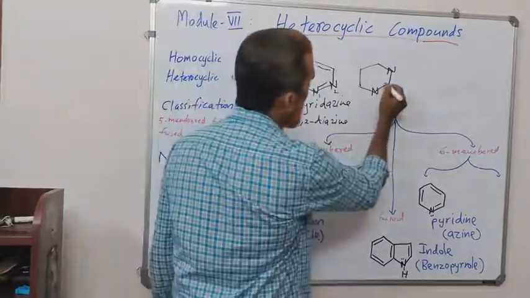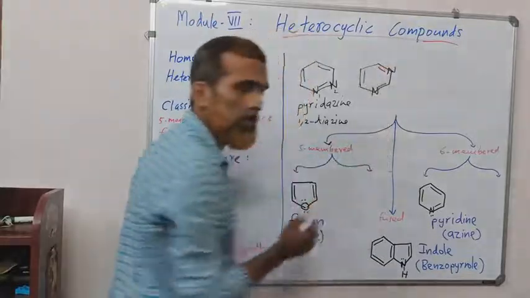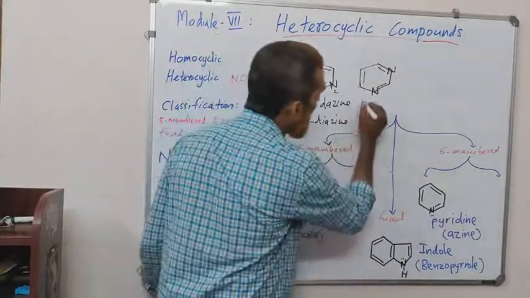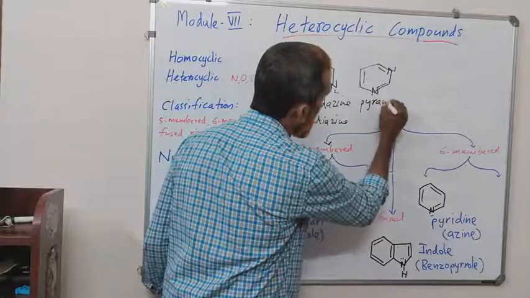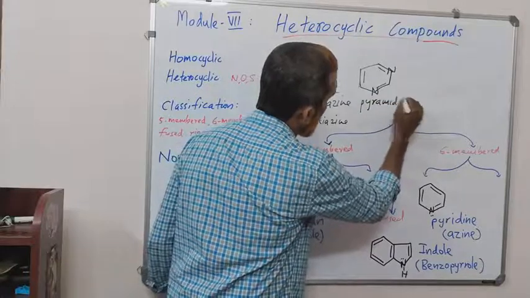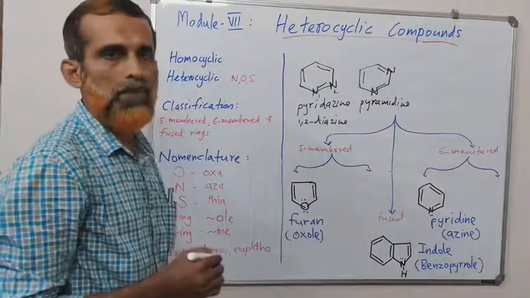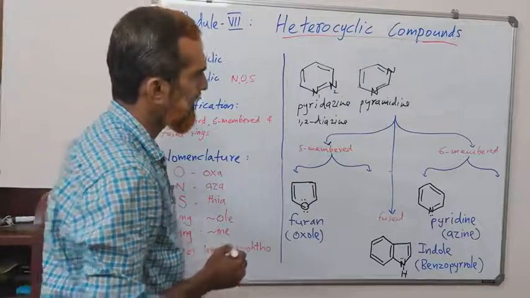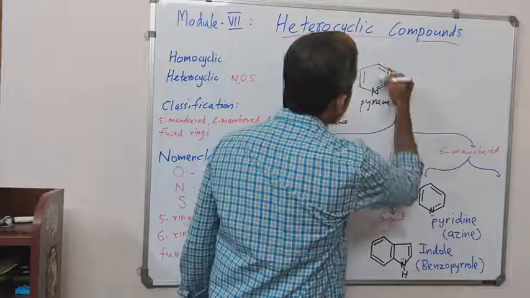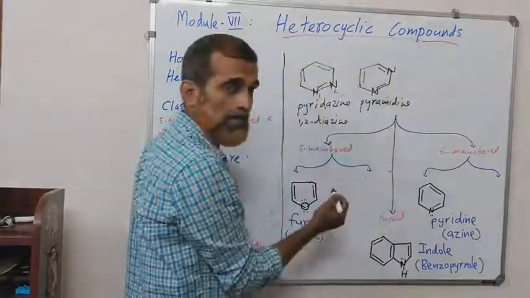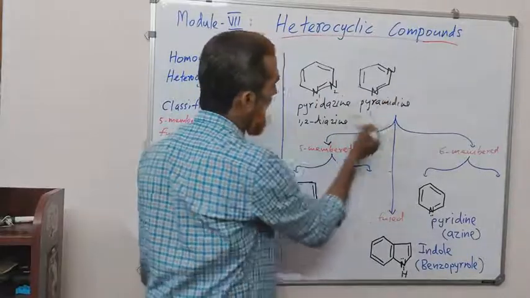Okay, you know this one? This is familiar to you. This is pyrimidine. Okay, this is called pyrimidine. Right? Now, this is 1,3, actually systematically it can be called 1,3 diazine.